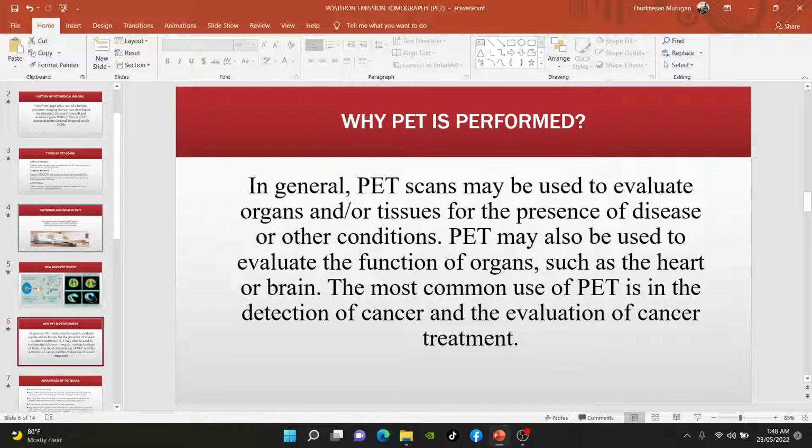Next, I'll explain why PET is performed. So, in general, PET scans may be used to evaluate organs and tissues for the presence of disease or other conditions. PET may also be used to evaluate the function of organs such as the heart or brain. The common use of PET is the detection of cancer and the evaluation of cancer treatment.